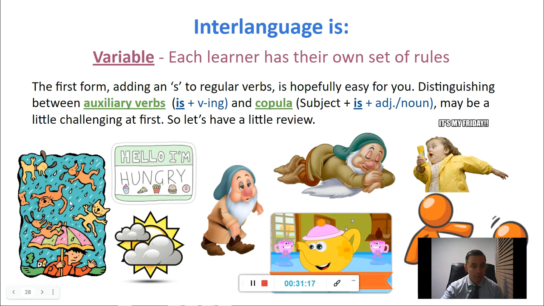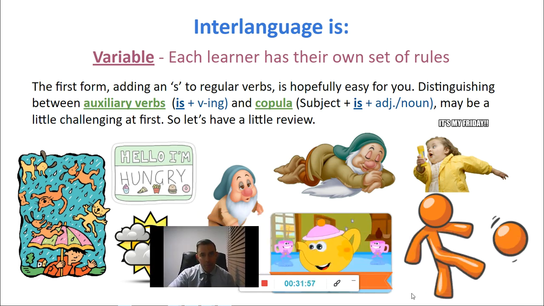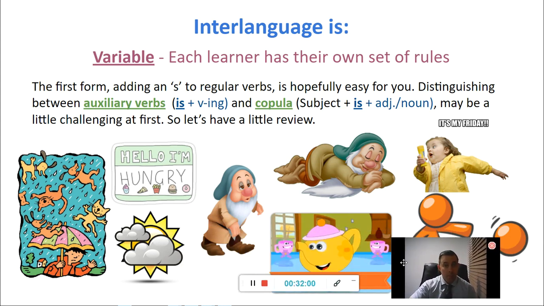So we look on the left here. It is raining cats and dogs. Okay, that would be an example of the auxiliary be, right? Is raining. Hello, I am hungry. That's a copula. I am hungry, because "am" is the only verb. He is sleepy, he is dopey. So we have copulas. It is Friday. Okay, that would be a copula. He is kicking a ball. That is auxiliary, etc. Okay, just a quick review. You're going to see more examples, don't worry.